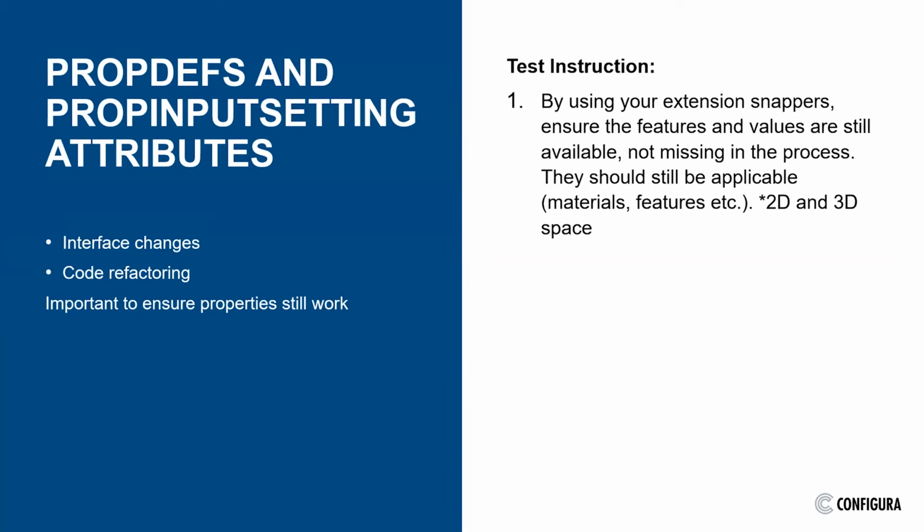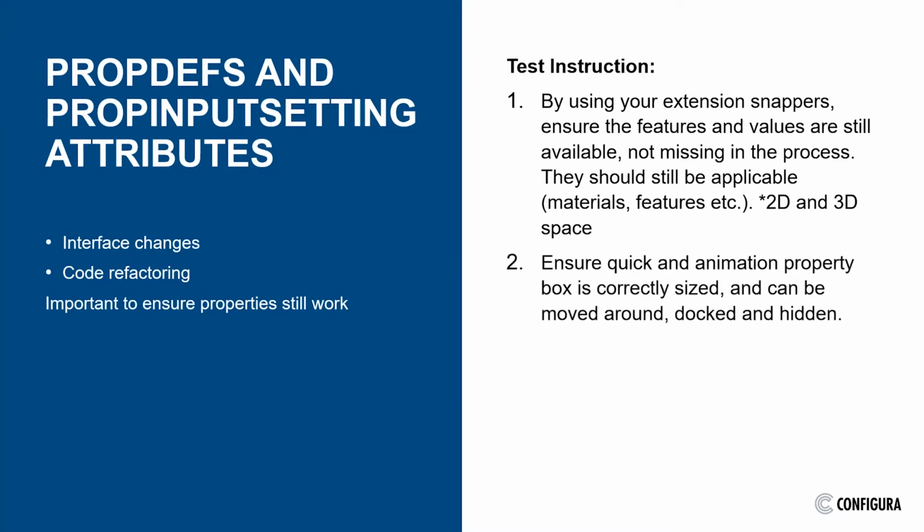What you are going to test for this is by using your extensions snapper. Ensure that the features and values are still available and not missing in the process. They should still be applicable, like the materials, the features, and the 2D and 3D space. Also make sure that the animation and the quick properties are correctly sized and can be moved around, docked, and hidden.